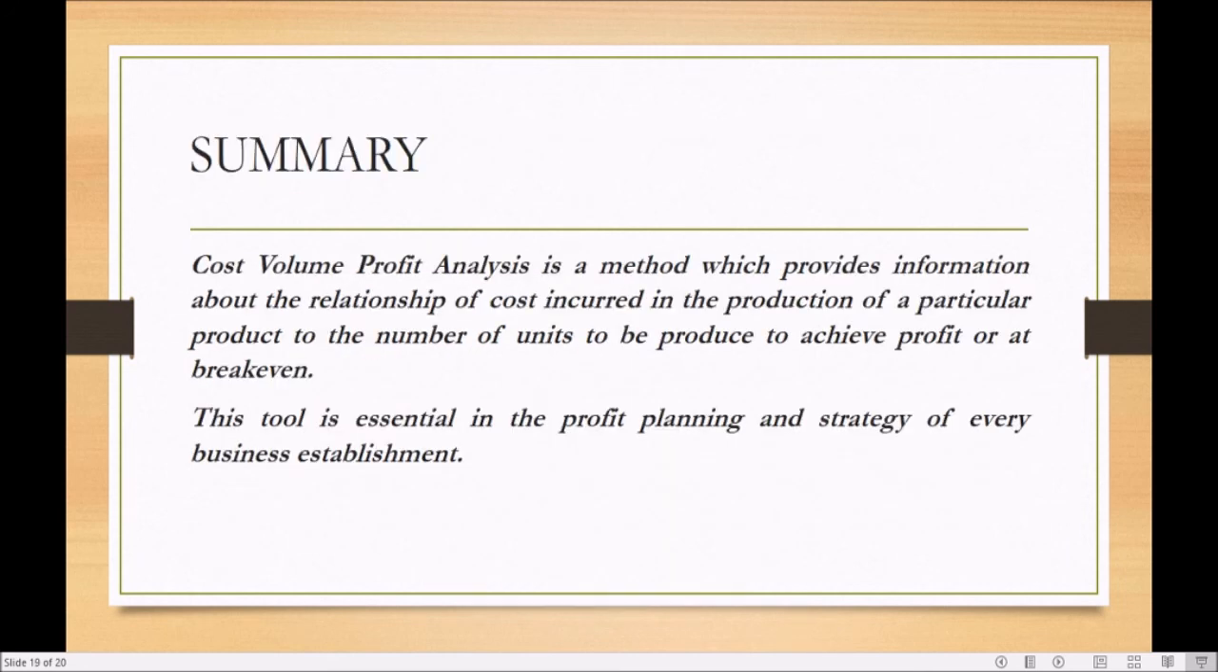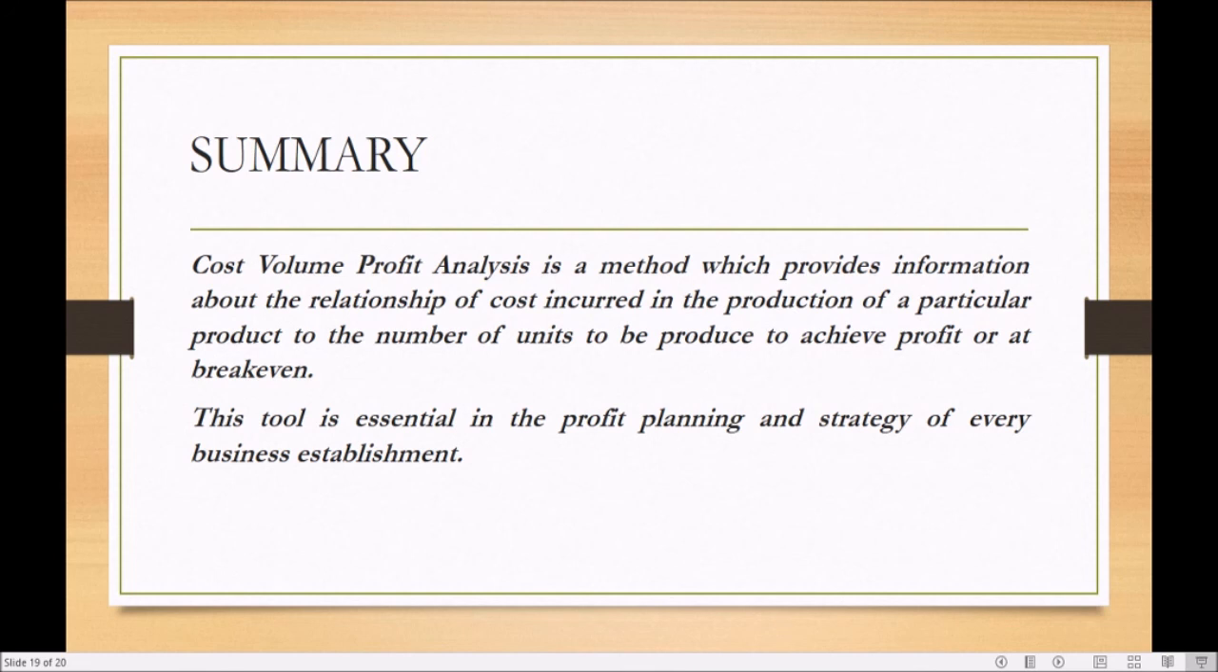To summarize, we can say that the cost volume profit analysis is a method which provides information about relationship of costs incurred in the production of a particular product to the number of units to be produced to achieve profit or at break-even. This tool is essential in the profit planning and strategy of every business establishment. Or even not a business establishment, the CVP analysis can be used.